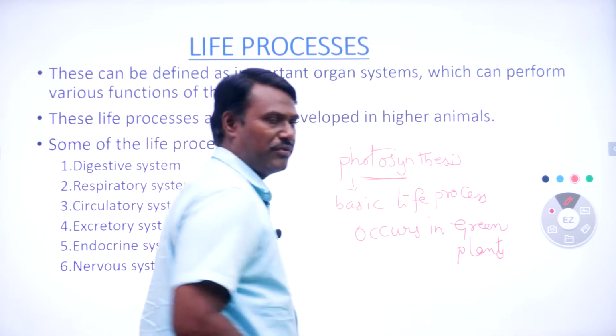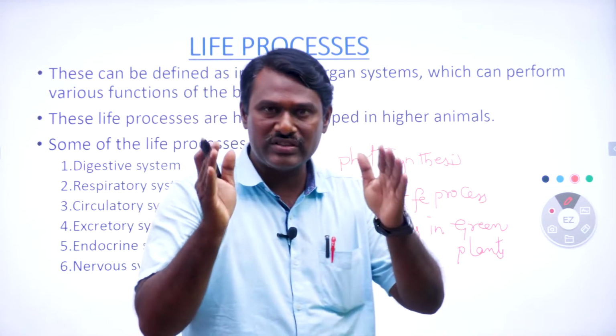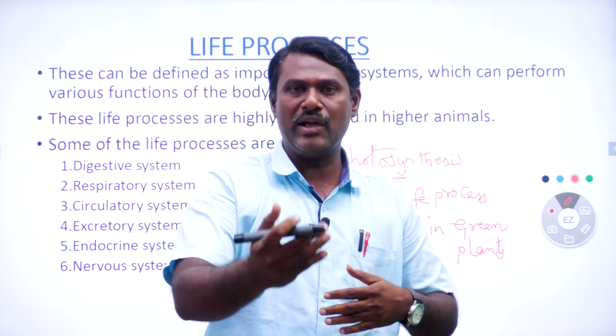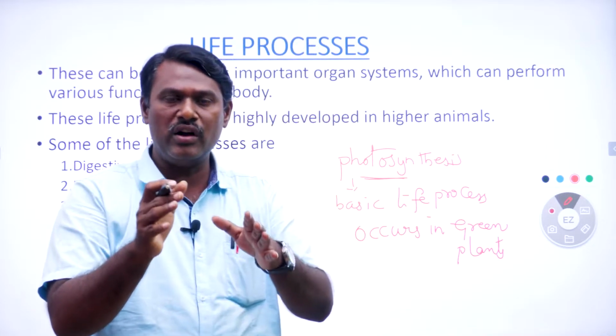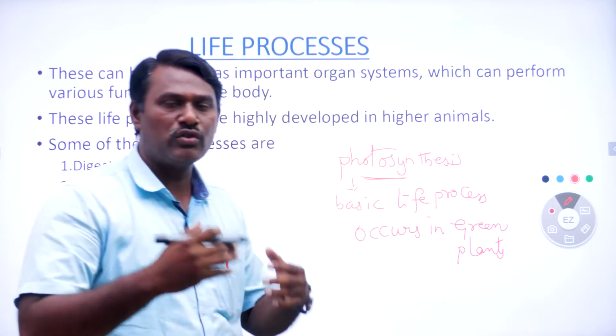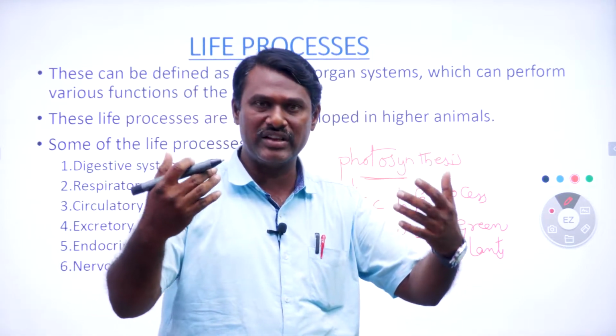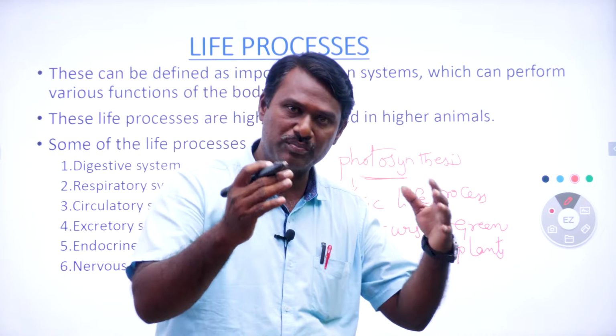So this is the definition of photosynthesis. Photosynthesis is an important life process which occurs in plants. That is called the photosynthesis life process. We have different types of life processes which occur in living organisms. It includes plants, animals, everything.